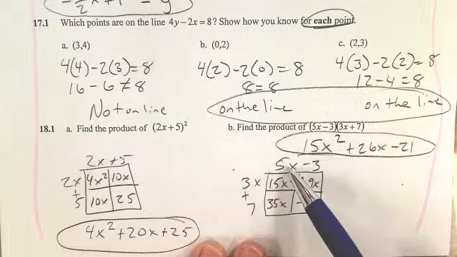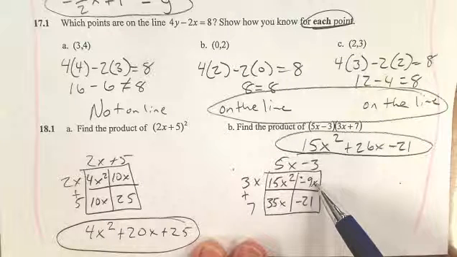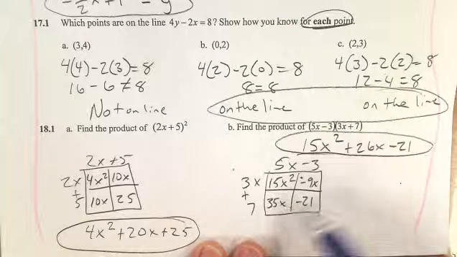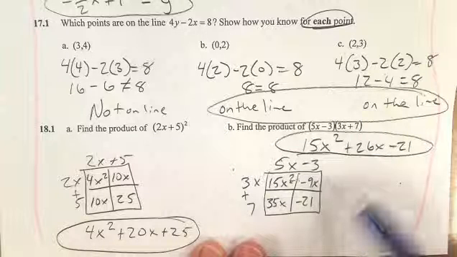Multiply. So I have these two multiply together, finds that little area. These two multiply, find that one. These two, find this area. And these two multiply is that one. Combine like terms. Add those together, and you got it.